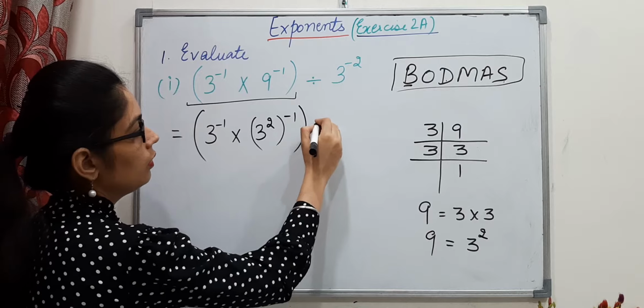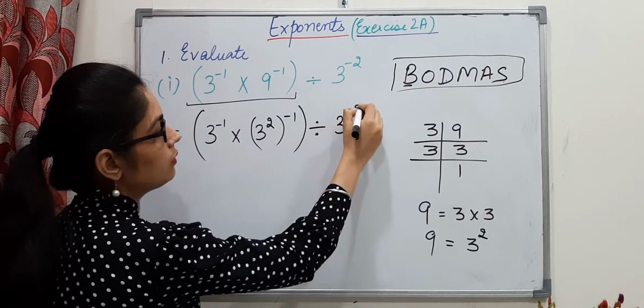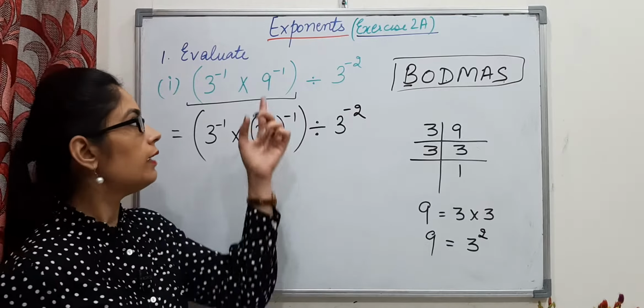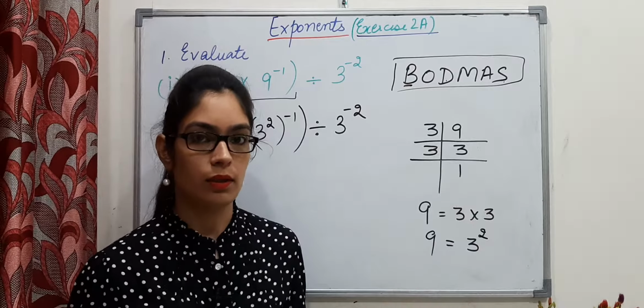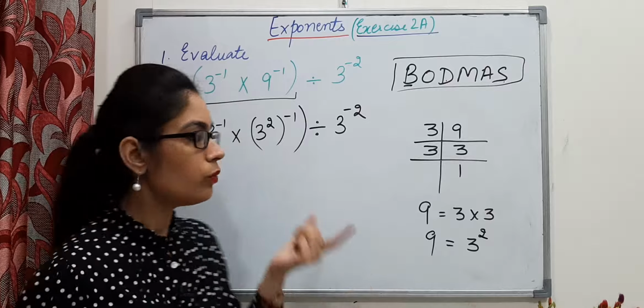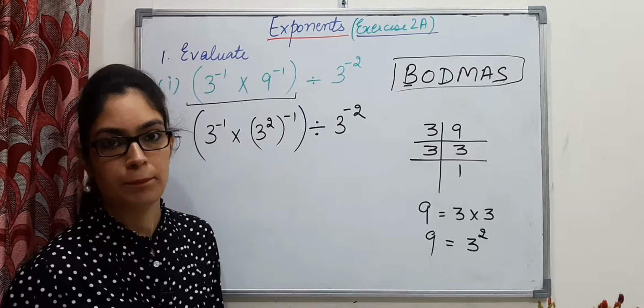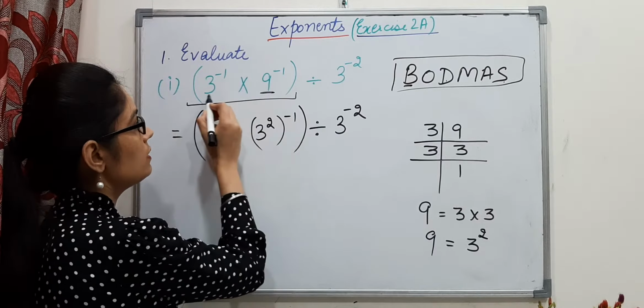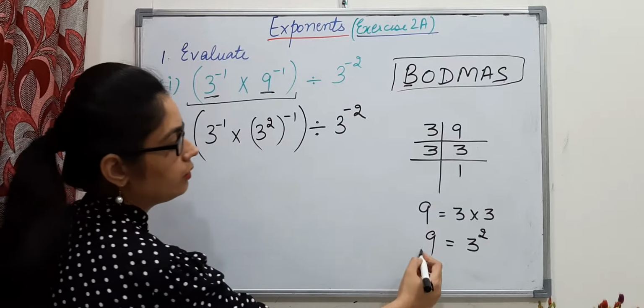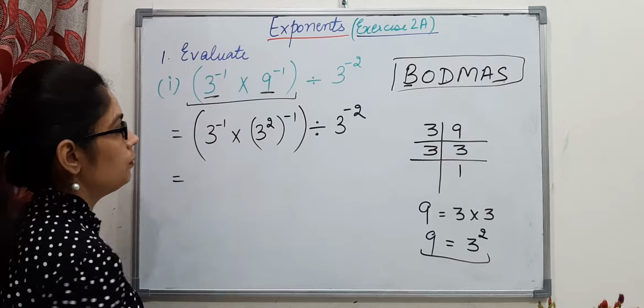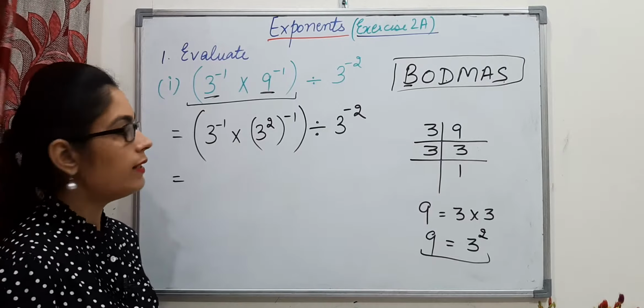Now divided by 3 to the power minus 2. See, why did we change 9? Because according to the quotient rule or the product rule, whenever we have to solve exponents, the bases should be the same. So in order to make the bases the same, I just changed 9 into its exponential form, because with different bases we cannot solve the exponents.